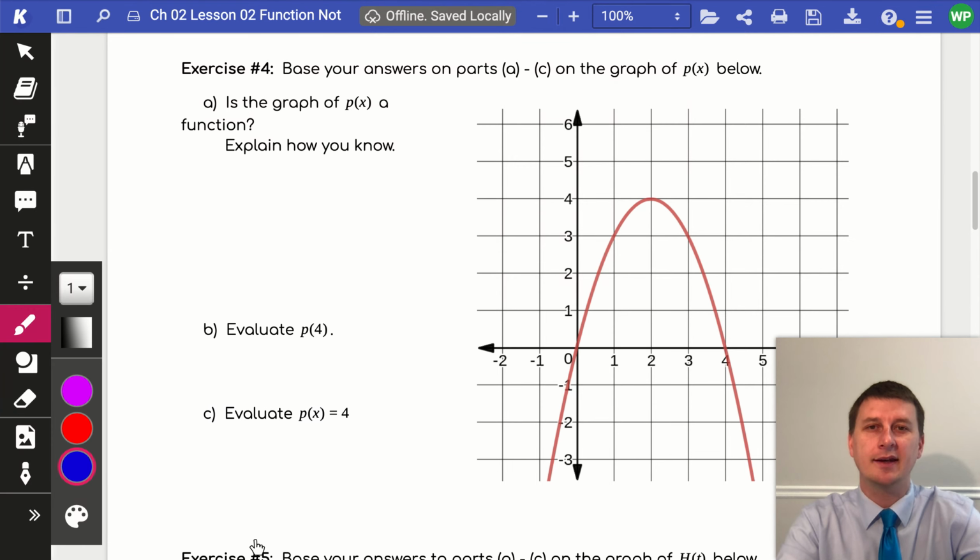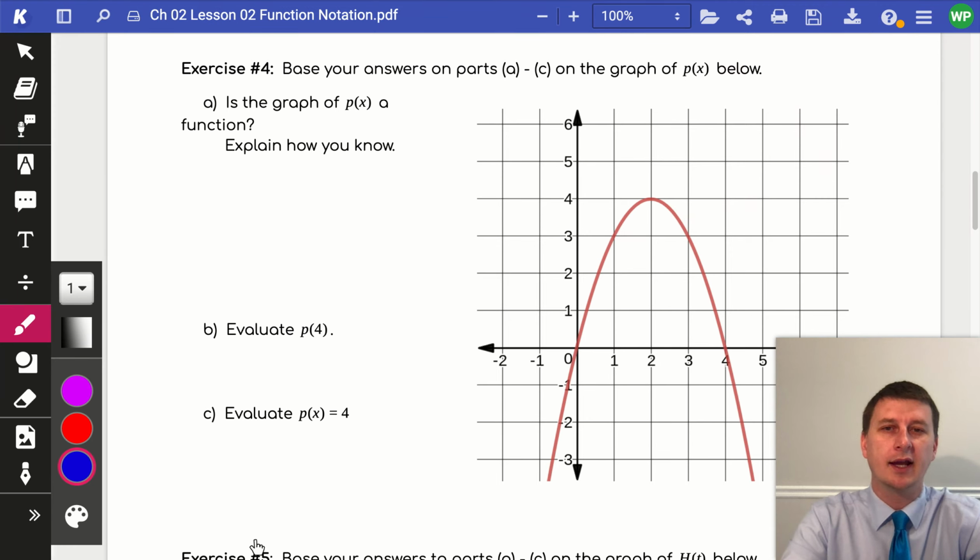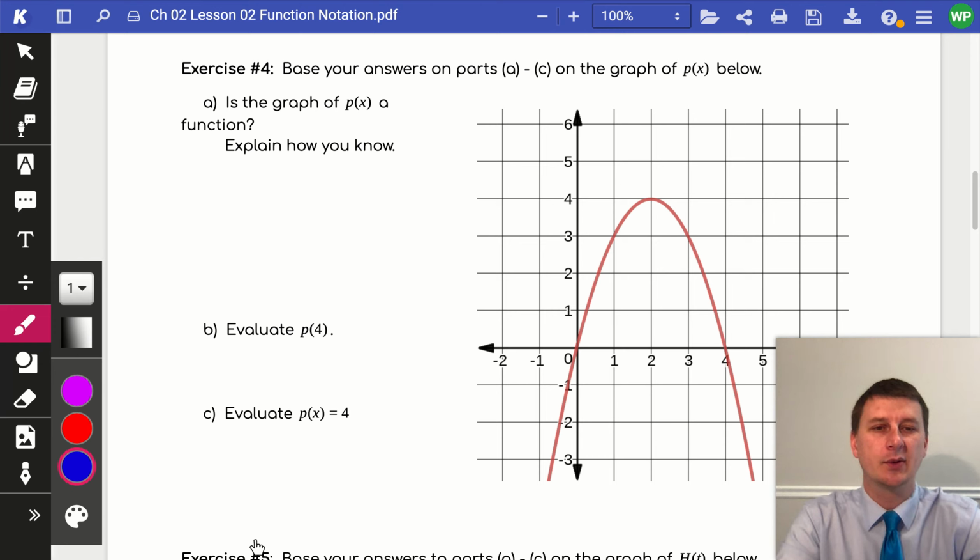Otherwise, we're all set and ready to go with exercise number 4. It says base your answers on parts A through C on the graph of p of x below. Part A says, is the graph of p of x a function? Explain how you know. So this goes back to our previous lesson, where we had to determine if a graph was a function or not.